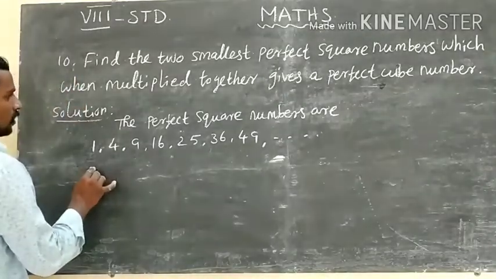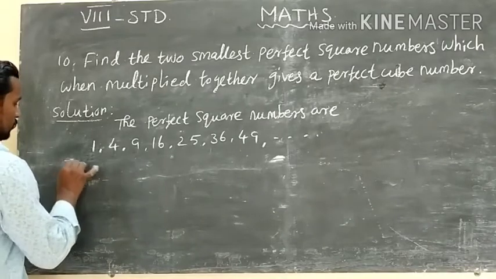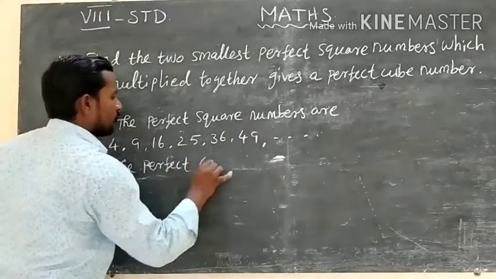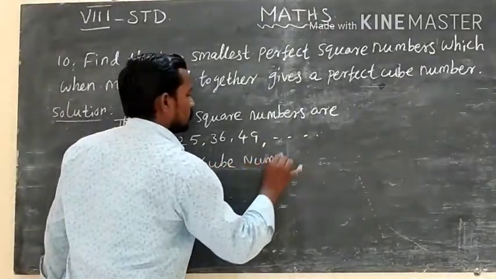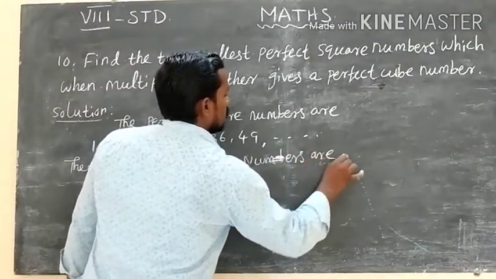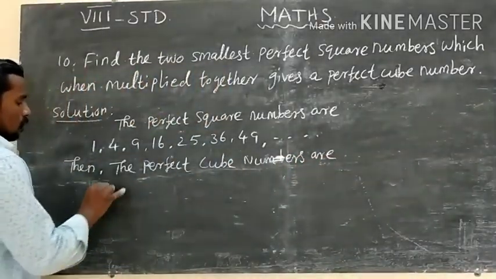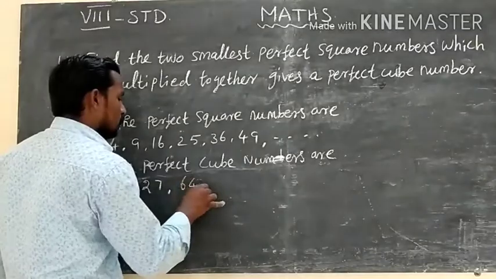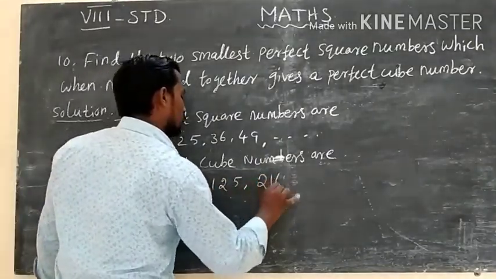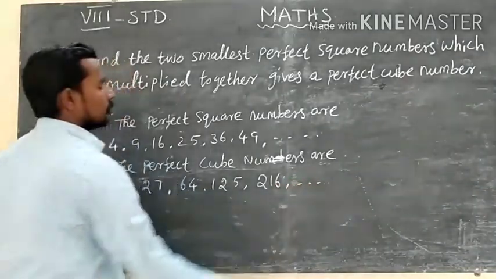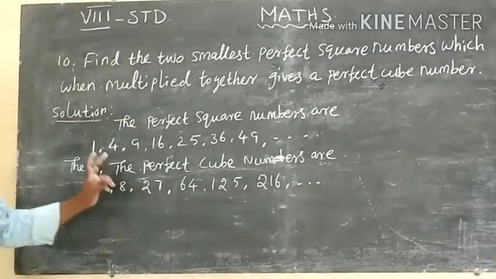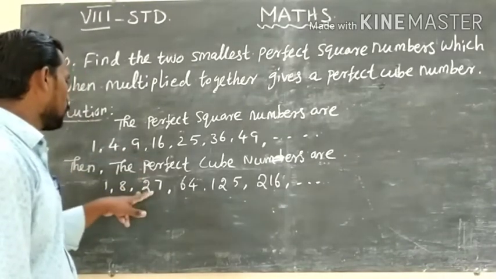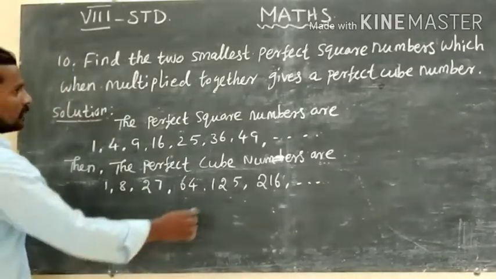Multiplying any two such numbers, the answer should be a perfect cube. The perfect cube numbers are, this is also known, 1 cubed is 1, 2 cubed is 8, 3 cubed is 27, 4 cubed is 64, 5 cubed is 125, 6 cubed is 216, and so on. These are perfect cube numbers. So which two perfect square numbers multiply to give a perfect cube? Okay, so the given condition.